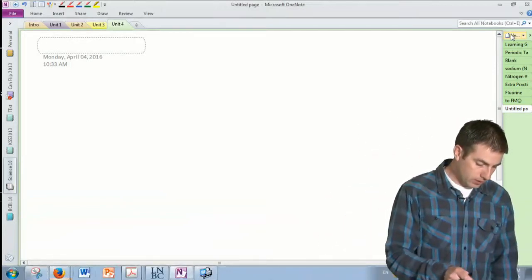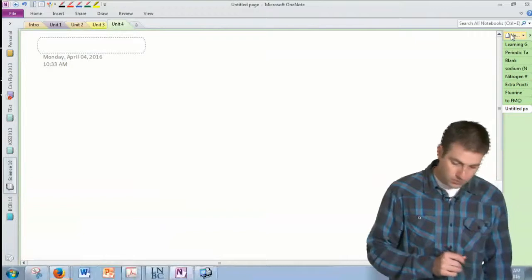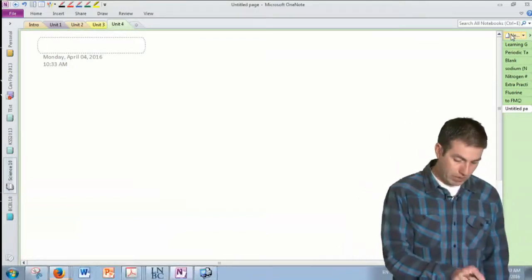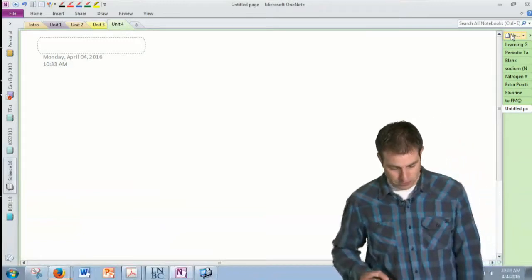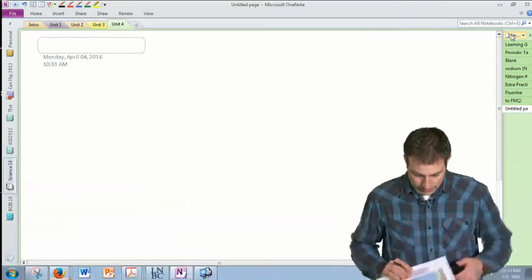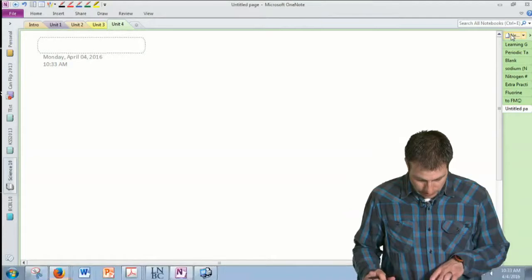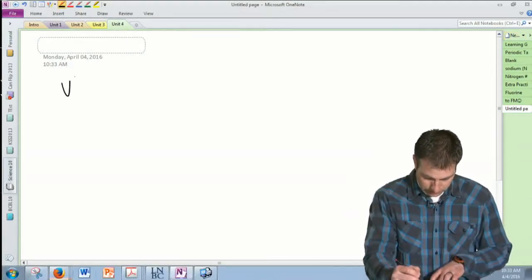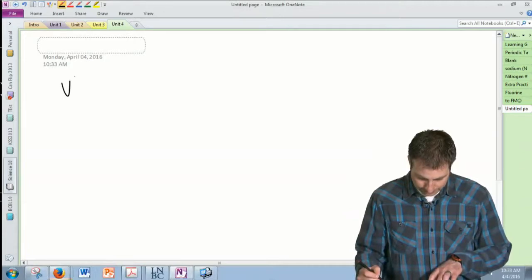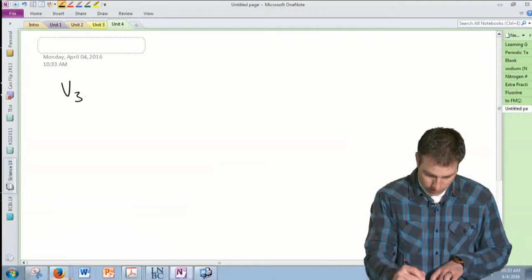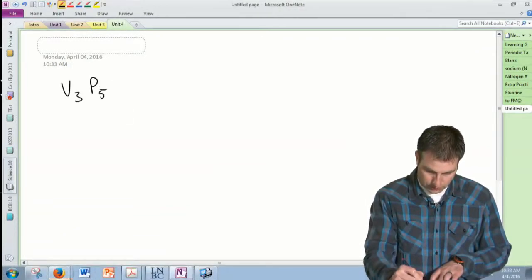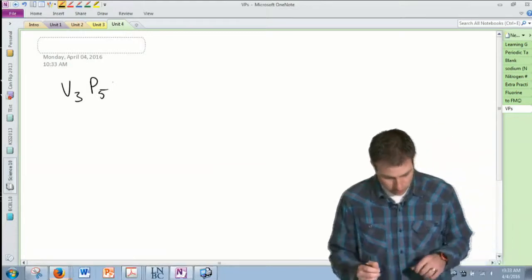Because the naming is often harder, I'm going to write down a few examples and then you can just name them. You can name them right into chat if you want. Let's pick one that we haven't done before. So let's go with V3P5. What is that one called?